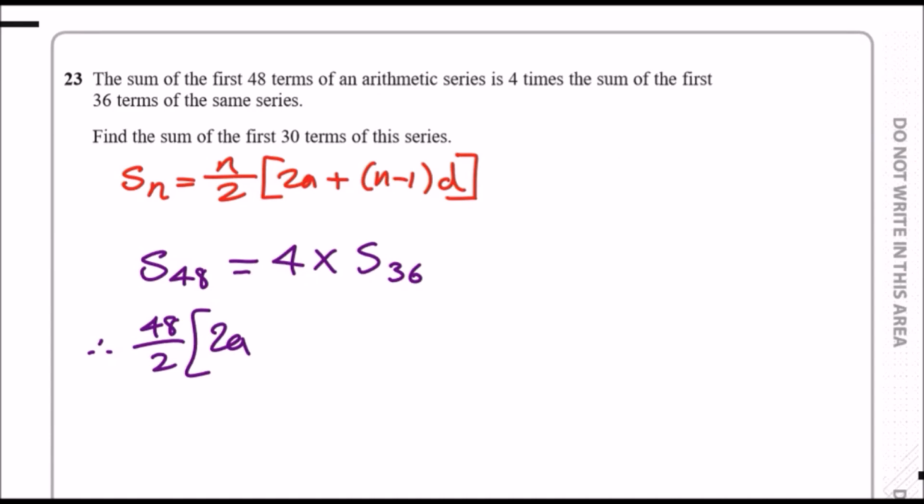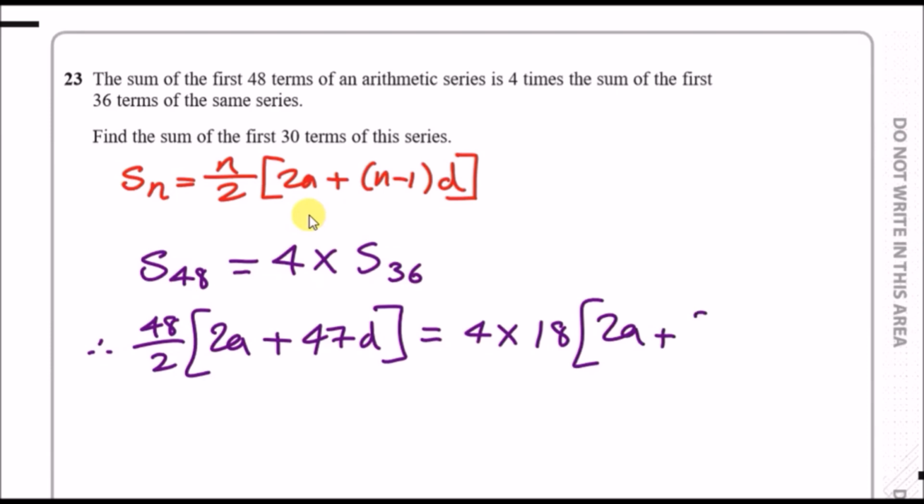This is going to be equal to 2a plus, so n minus 1, because 48 minus 1 would be 47d, equal to 4 times s36, 36 over 2, I'm just going to make it quick, which is 18 times 2a plus 35d. And then 48 over 2 is 24. So it looks like we have two non-similar equations, I guess. Right, now what do we do next?